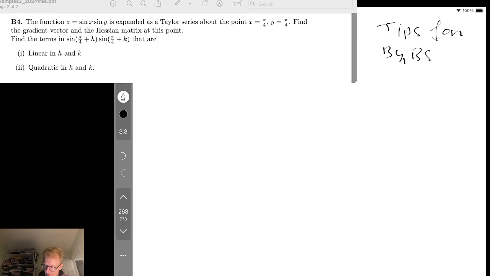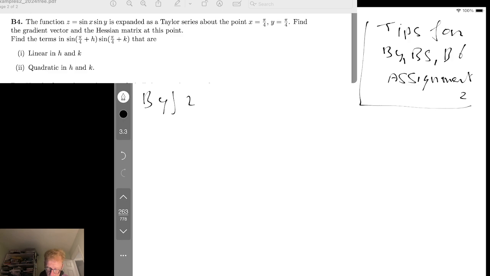Tips for B4, B5 and B6 of assignment 2. So the tutorial questions. So B4, we have a function z of x and y. We have to expand it in the Taylor series around x is pi over 4 and y is pi over 4. So z of x and y is sin x sin y.